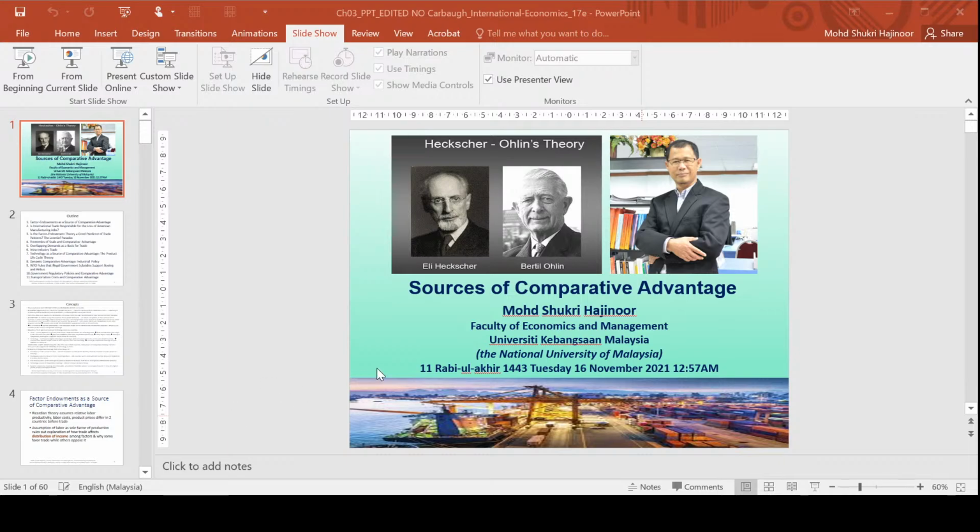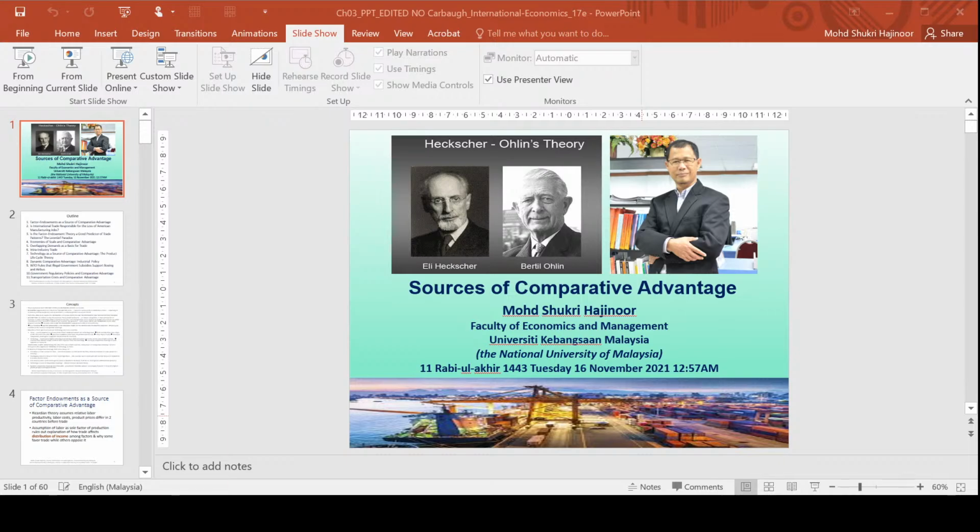As a basis for trade, internal economies of scale. There are two types: internal economies of scale and external economies of scale. Internal, inside the firm. What is economies of scale? The more you produce, the lower the average cost. You can achieve internal economies of scale within the company by producing more, so your average cost will reduce.